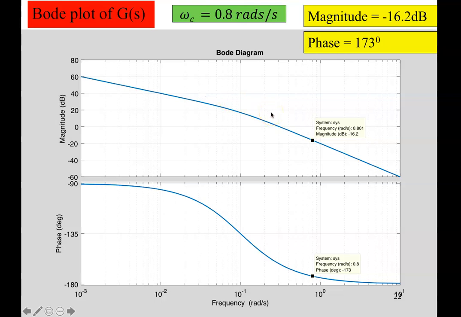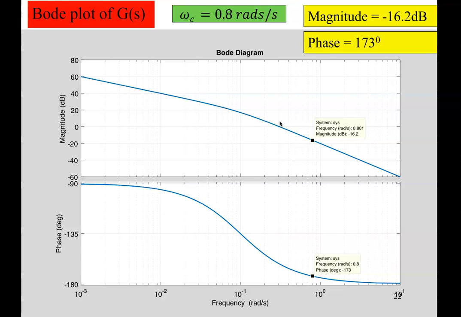A mistake people often make is they go to the current crossover frequency from G(s) alone, and then try to do their design, but that's not what we want. We want the overall crossover frequency, when we have K(s) as well, to be at 0.8.